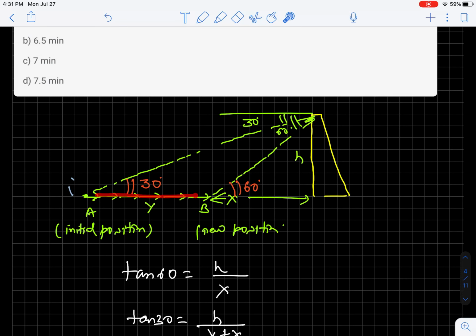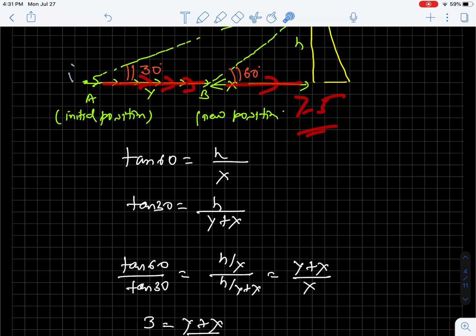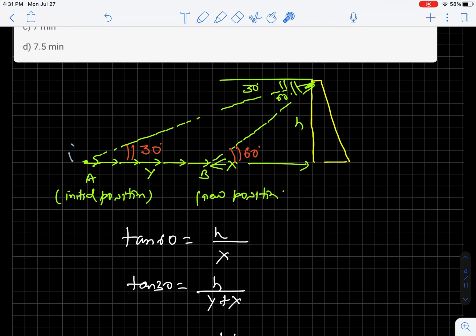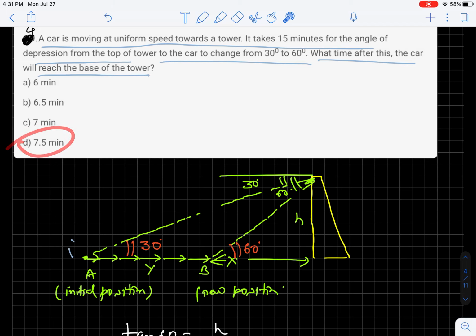Now, according to this, this distance is double of this distance. If this is 1 kilometer, this is 2 kilometers. If this is 3 kilometers, this is 6 kilometers. If to cover this distance we take 15 minutes, then to cover half the distance we will take 7.5 minutes. Or you can solve it: y equals speed into 15, x equals speed into time. 15v is equal to twice of vt. We cancel, and t equals 7.5 minutes. In 7.5 minutes you will reach the base. Total time will be 22.5 minutes from the start.